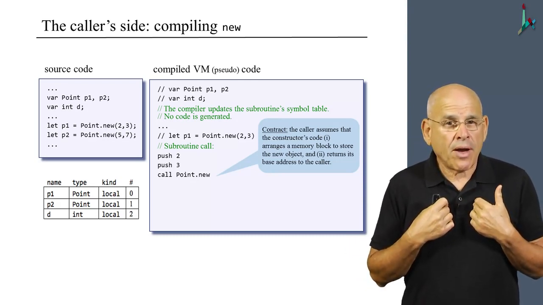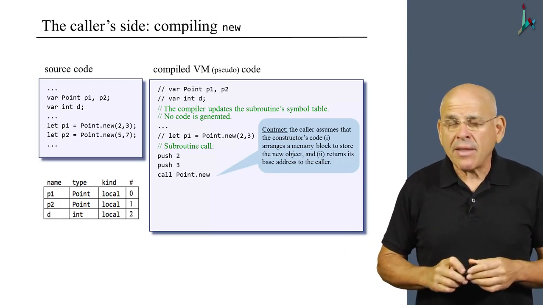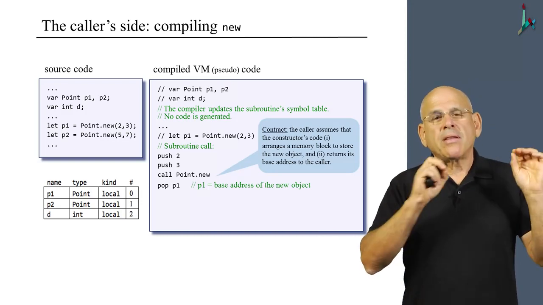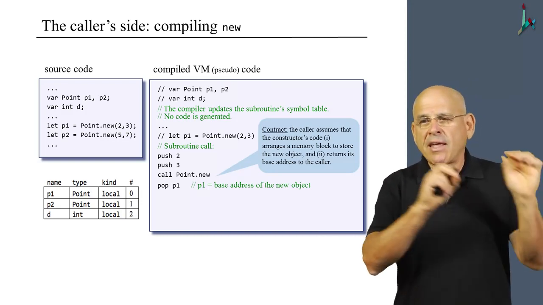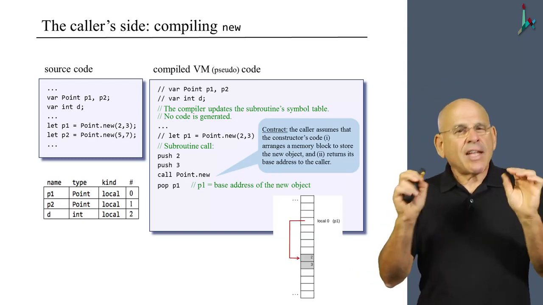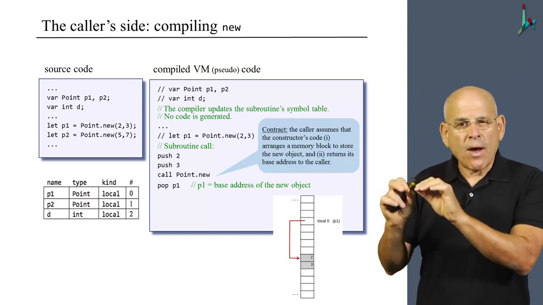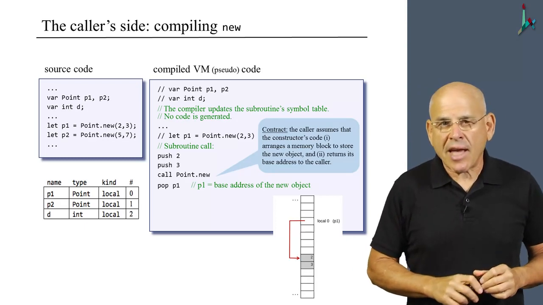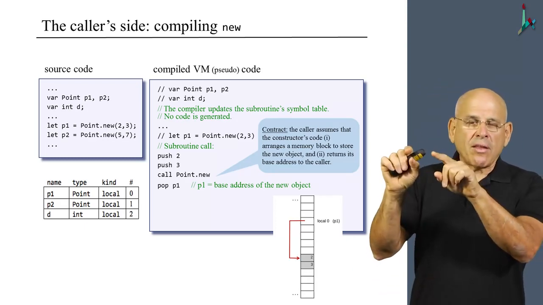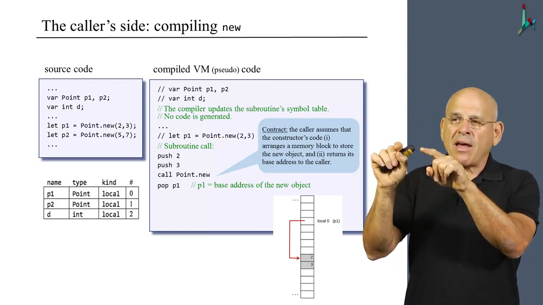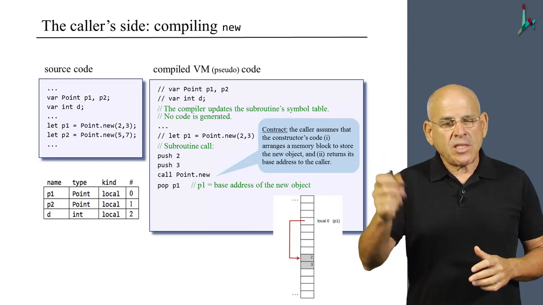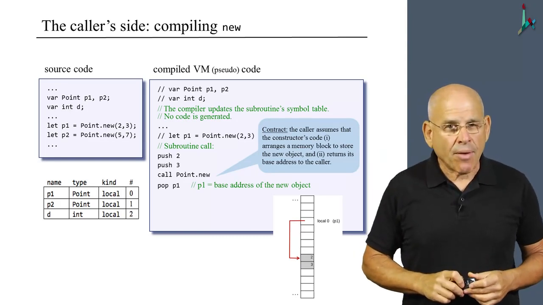I'm the caller, right? So with that in mind, it makes perfect sense to pop the topmost value of the stack into P1. Why? Because that's exactly what we want, right? We want P1 to point at the base address of the newly constructed object. So if this contract will be respected by the constructor, we'll have exactly what we wanted as we see in this RAM diagram.